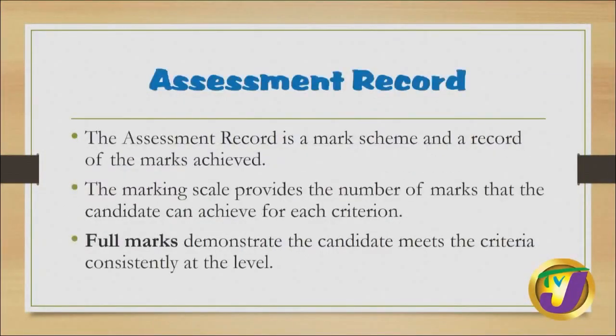Now, your assessors or your teachers will have assessment records for every single candidate. The assessment record is a mark scheme and a record of the marks achieved. The marking scale provides the number of marks that the candidate can achieve for each criterion. So you can get full marks. This could either be 2 marks or 3 marks, right? If you have gotten the full marks, it means that you have demonstrated that you meet the criteria consistently. Note the word consistently at that level.